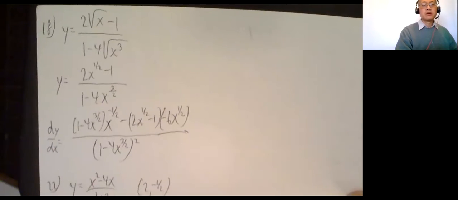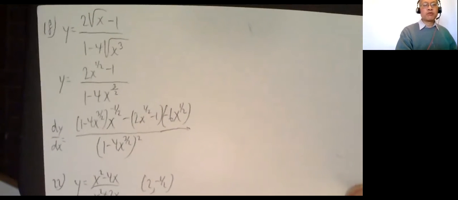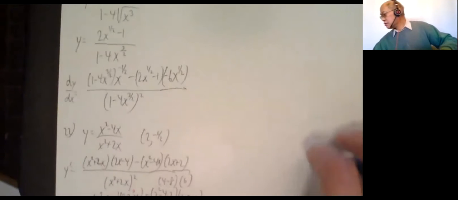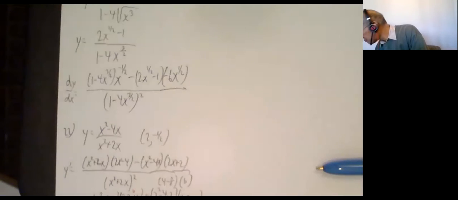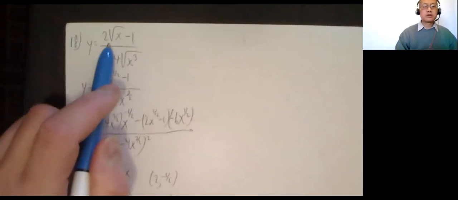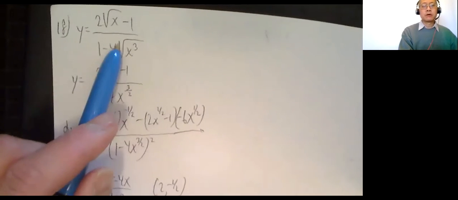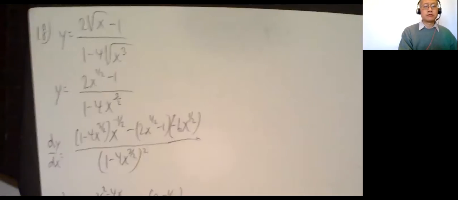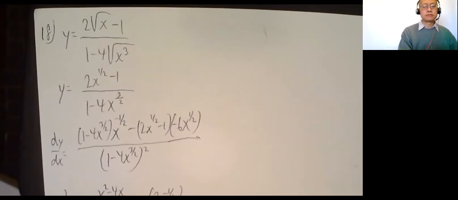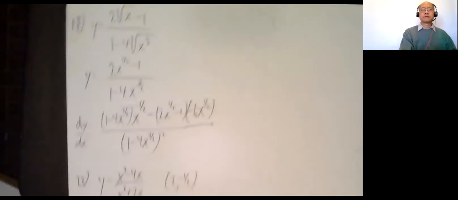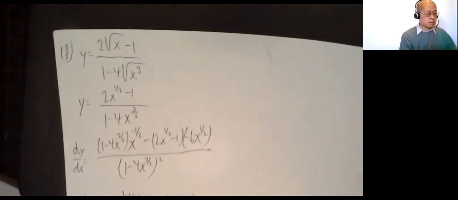Okay, 18 looks pretty bad. Two radical x minus 1 divided by 1 minus 4 radical x cubed. In order for me to do that one, I need to change this to x to the 1/2 power. This one is x to the 3/2 power root. So 3 over 2. And then I do it.